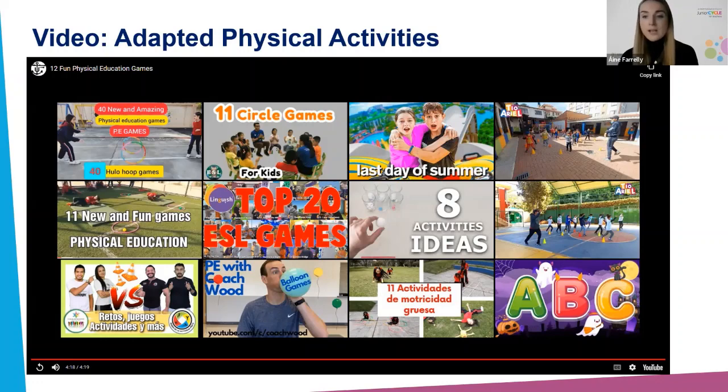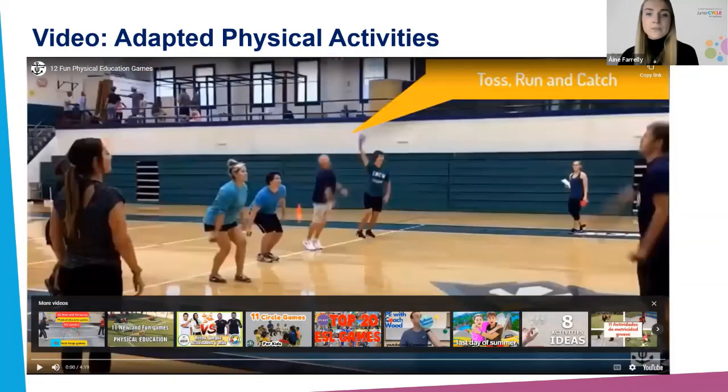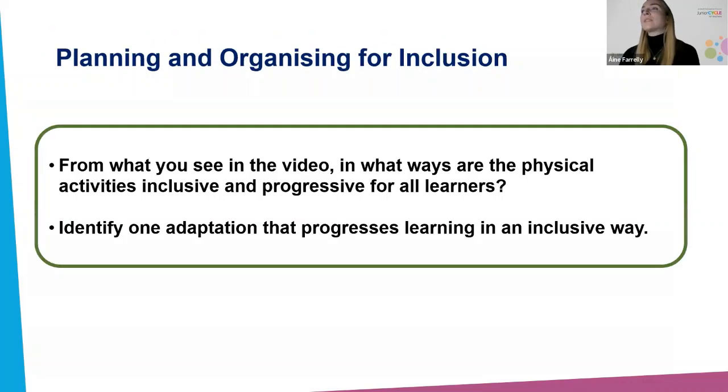So we're focusing on physical activity that's fun, accessible for all learners, regardless of their ability, their skill level or their interests, and adapting equipment that has multifunctional use and that's easy to use. So if we take a moment to jot down those ideas that you took from that video, in what ways were the physical activities inclusive and progressive for all learners? We might take a minute for this activity and identify one adaptation that progresses learning in an inclusive way. So just have a think about this in a personal reflection.